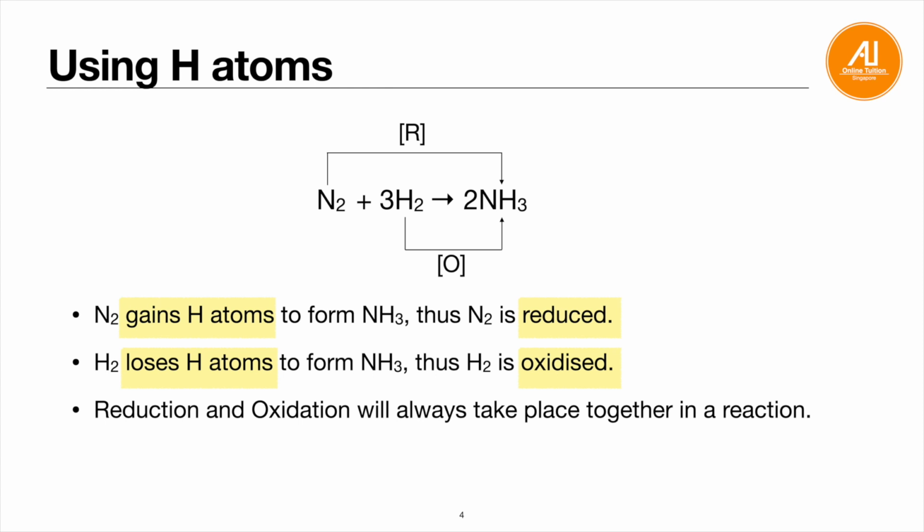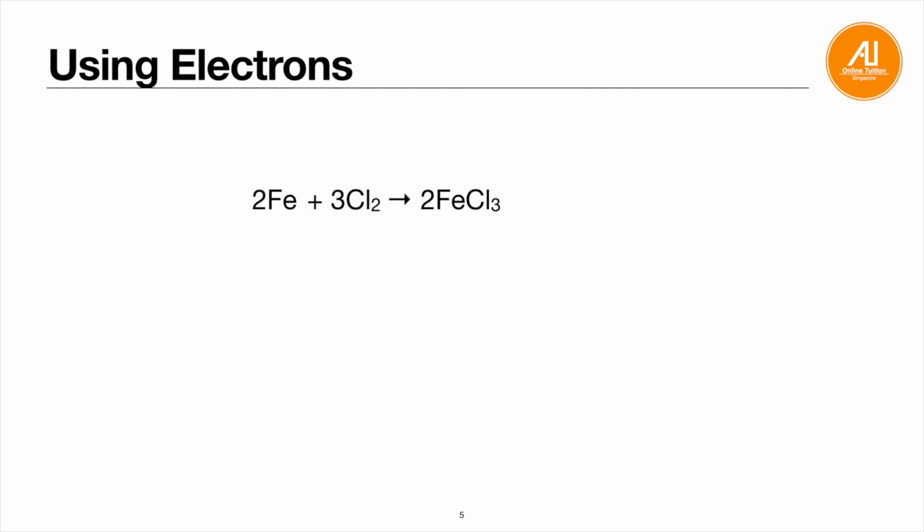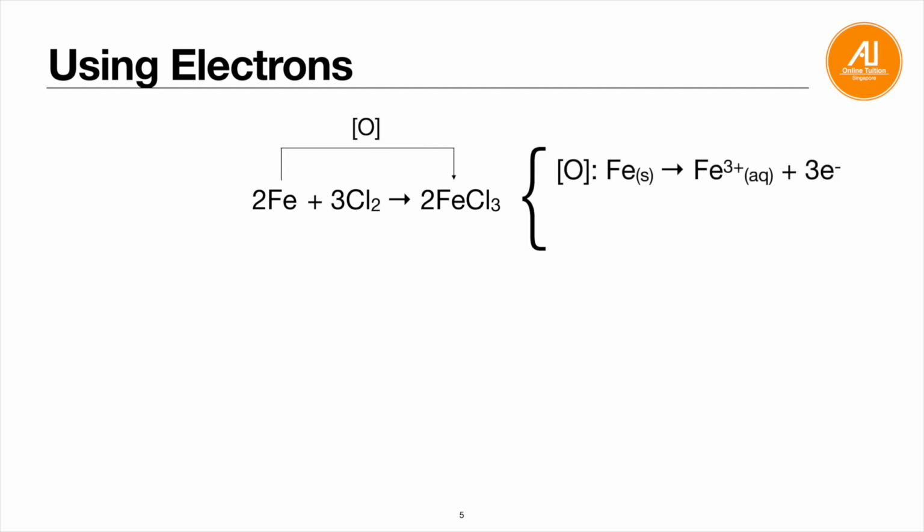So far we went through oxygen atoms and hydrogen atoms. The third method now, using electrons. Let's look at this reaction. Iron reacts with chlorine gas to give you iron 3 chloride. So let's look at the oxidation process. Iron, if you realize, will become iron 3 plus. So I write out a separate half ionic equation. So this is the oxidation. Iron solid becomes iron 3 plus plus 3 electrons.